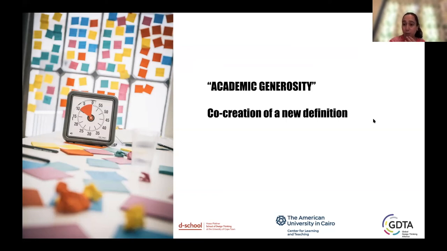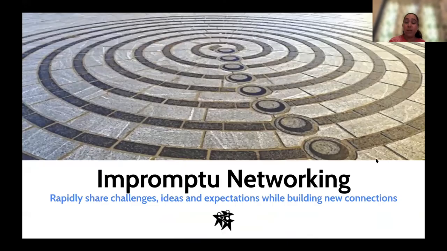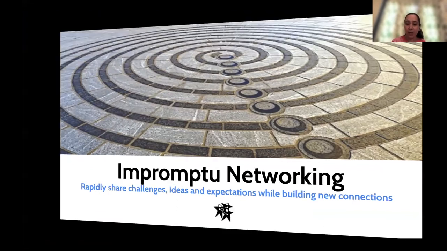And we're going to use one of the liberating structures. If you're not familiar with liberating structures, and I think many of you already are, these are very quick microstructures for facilitating large group discussions like the one we're in now, where we can rapidly share challenges, ideas, and expectations, and also build new connections. This one is called impromptu networking. And I've asked the HPI team to put us into breakout rooms, but not now. We're just going to wait for a few moments, of three people per breakout room.